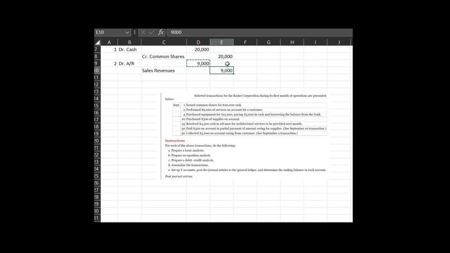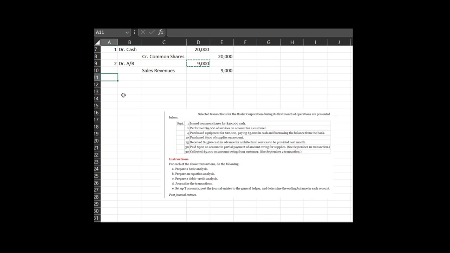Okay. Debits equal our credits. Our assets increased because they owe us money. Our revenues increased, which means that our overall income statement increased, our net income increased by 9K. And that's to record our services on account. Cool. All right. I'm going to move on to number 4.